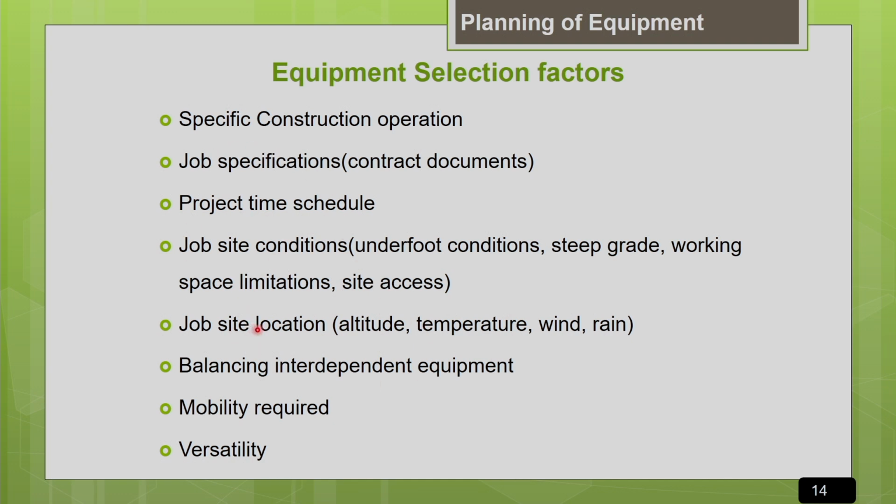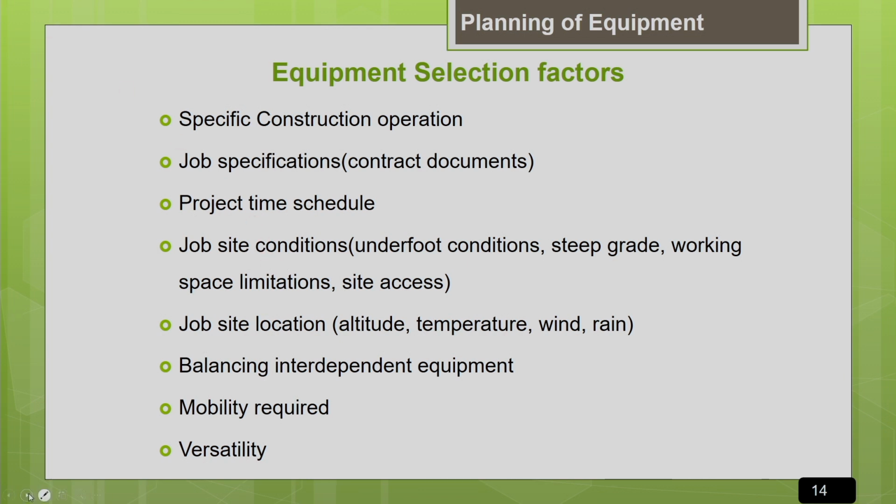Other than that, where is your site located? That is going to decide your weather conditions like temperature, wind, rain, and altitude. All these things will govern your equipment selection. You also have to look for the other interdependent machines which are going to work with your proposed machine. For machines working in a team, the selection of one machine will depend upon the productivity or capacity of the other machines. Another important thing is the mobility required for your equipment at your project site, and how versatile you want your equipment to be. So these are the important equipment selection factors.